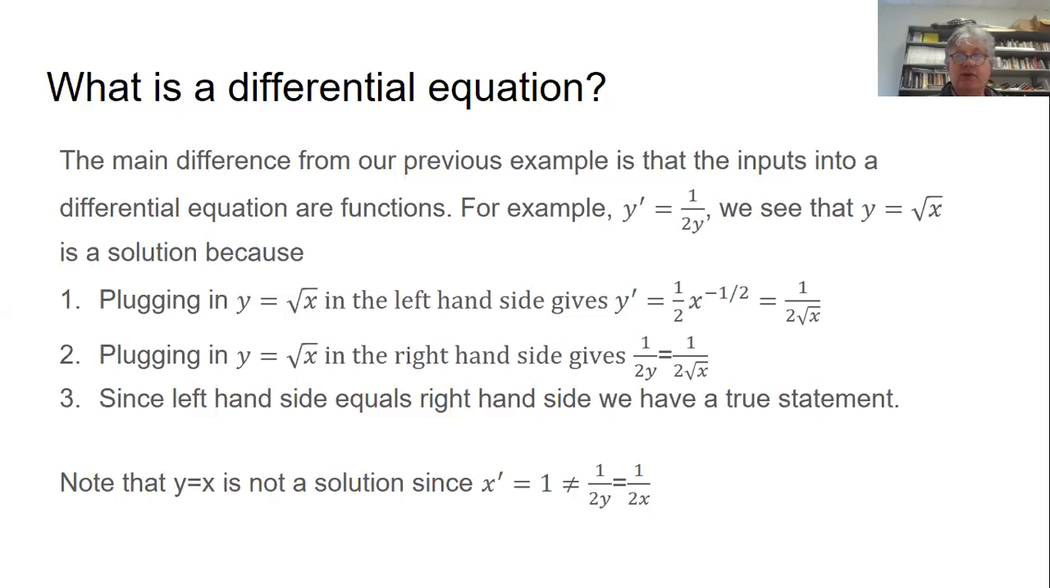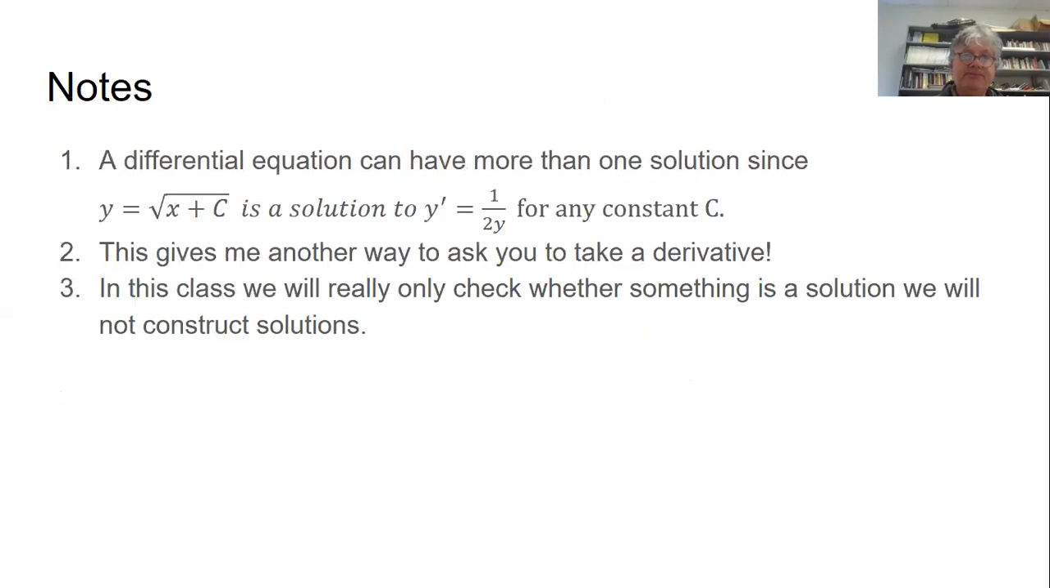Plugging in y equals square root of x on the right-hand side of that equation, 1 over 2y becomes 1 over 2 times square root of x. The left-hand side is the same as the right-hand side. We have a true statement. Whereas y equals x is not a solution, because the derivative of x is 1, and that's the left-hand side. And on the right-hand side, we'd have 1 over 2x, and 1 doesn't equal 1 over 2x. So x is not a solution.